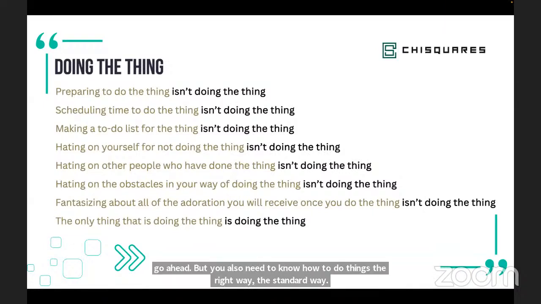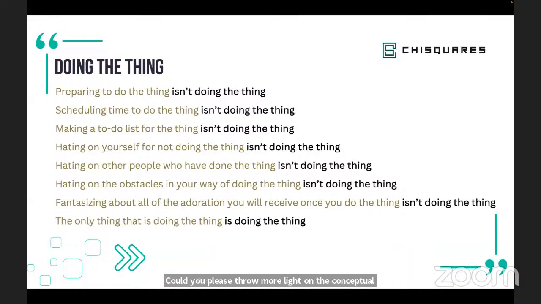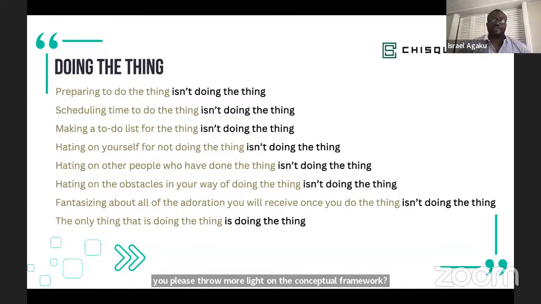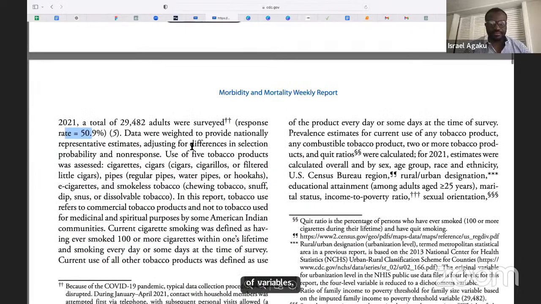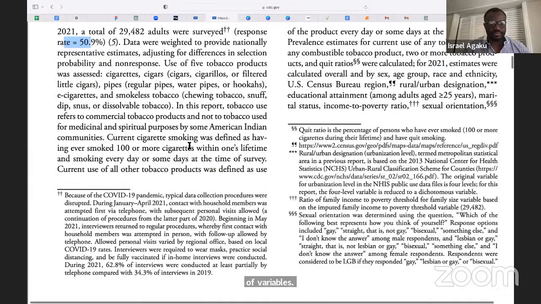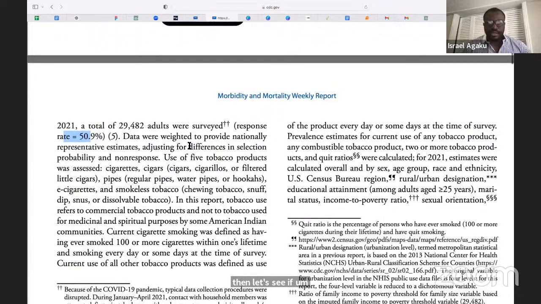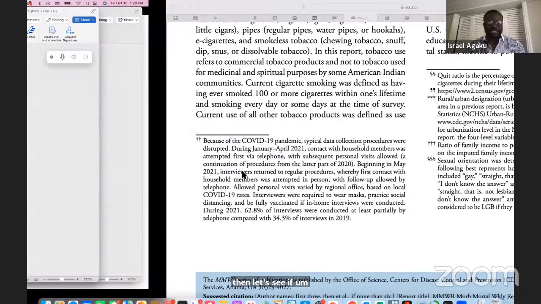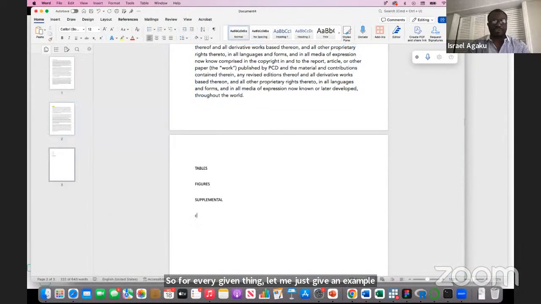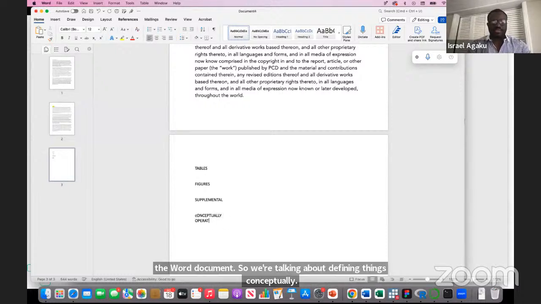Thank you. Could you please throw more light on the conceptual framework? So we're talking about the definition of variables. So let's see, for every given thing, let me just give an example in the Word document. So we're talking about defining things conceptually as well as operationally. Let's expand this.